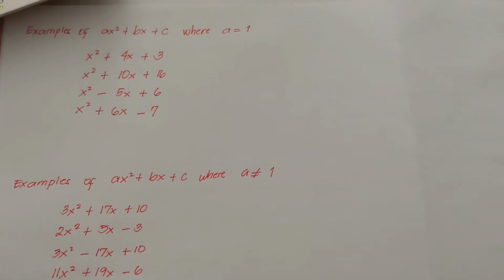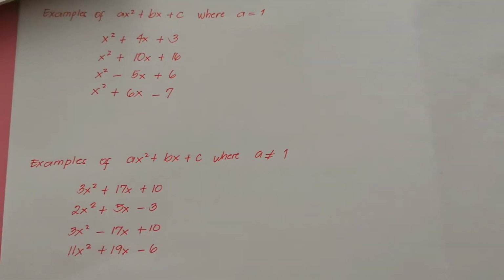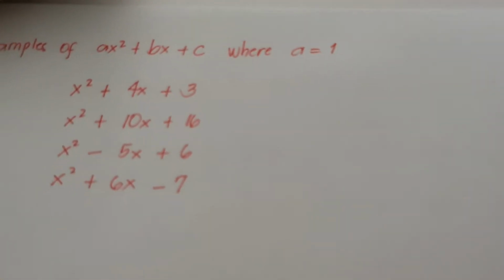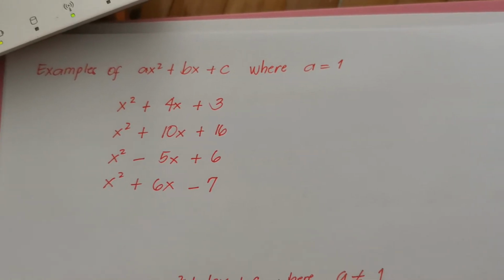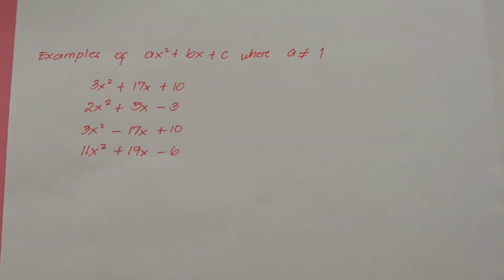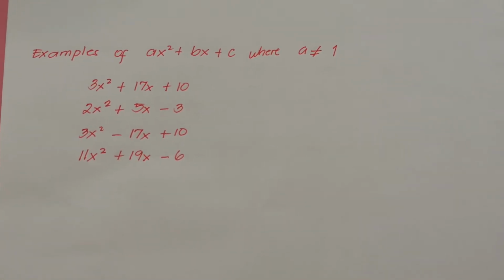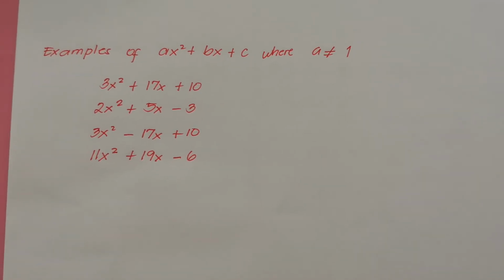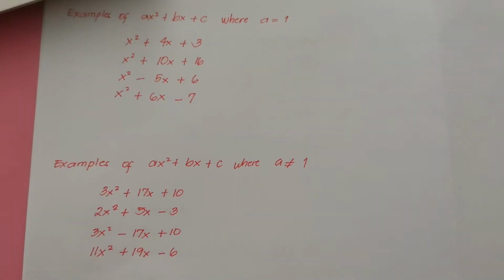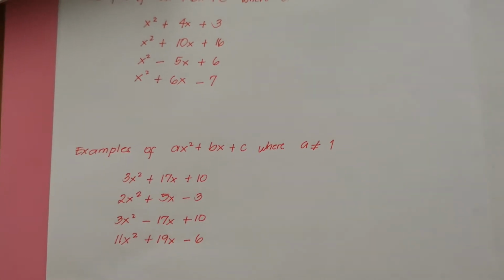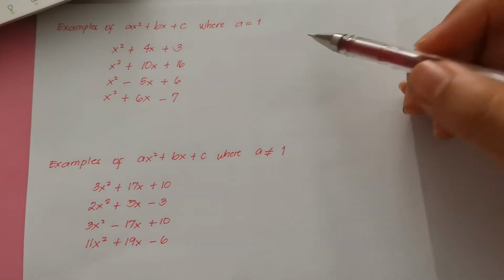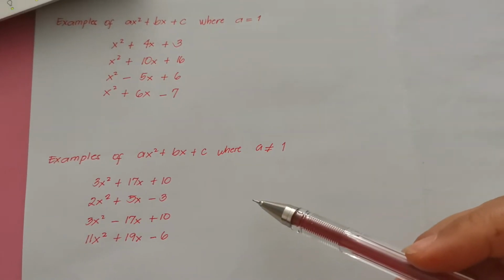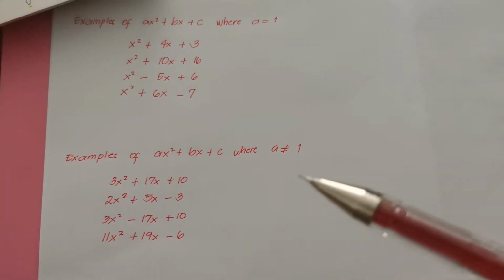Now, I have here more examples of trinomials in the form ax squared plus bx plus c where a is equal to 1. We have here number 1, number 2, number 3, number 4. On the other side, we have another set of examples of ax squared plus bx plus c where a is not equal to 1. Number 1, number 2, number 3, number 4. The question is, how about in terms of factoring? How do we factor the first set of examples where a is equal to 1? And how do we factor the second set of examples where a is not equal to 1?